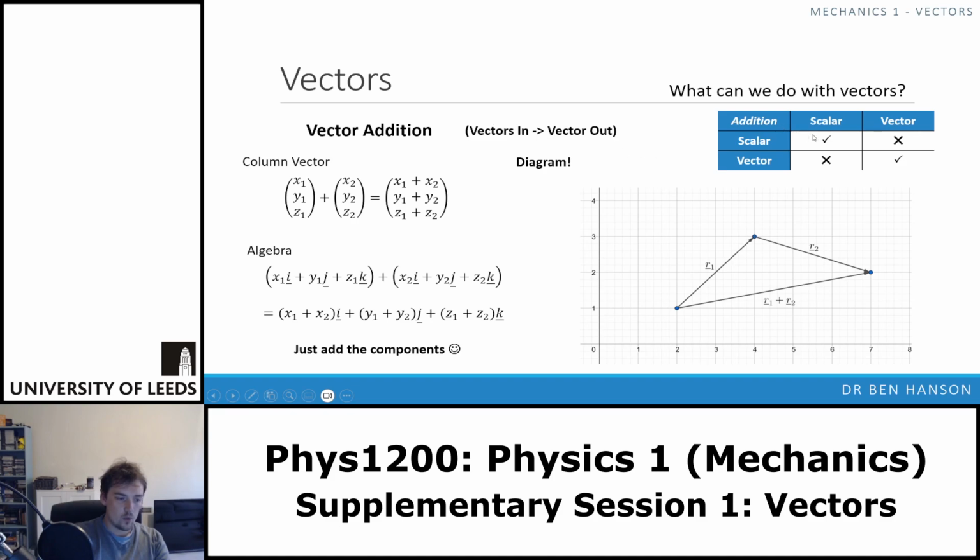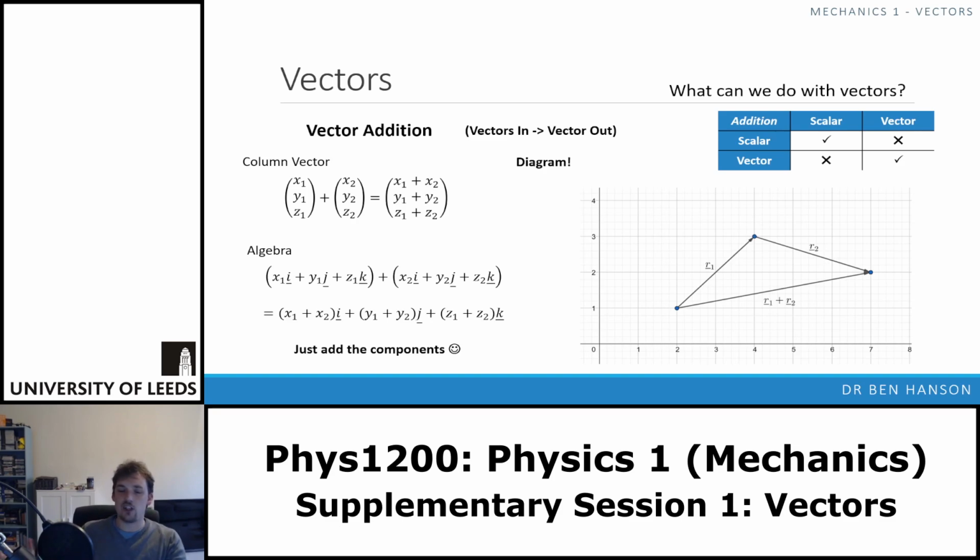So here's a little thing. We can add scalars together, right? Scalar added to scalar we can do, no problem. Vector added to vector we can do, no problem. But we cannot add a scalar to a vector or a vector to a scalar. That would make no sense. If I have a force going in this direction, and then I say, oh, there's another force of 5 newtons, how could I add those together?